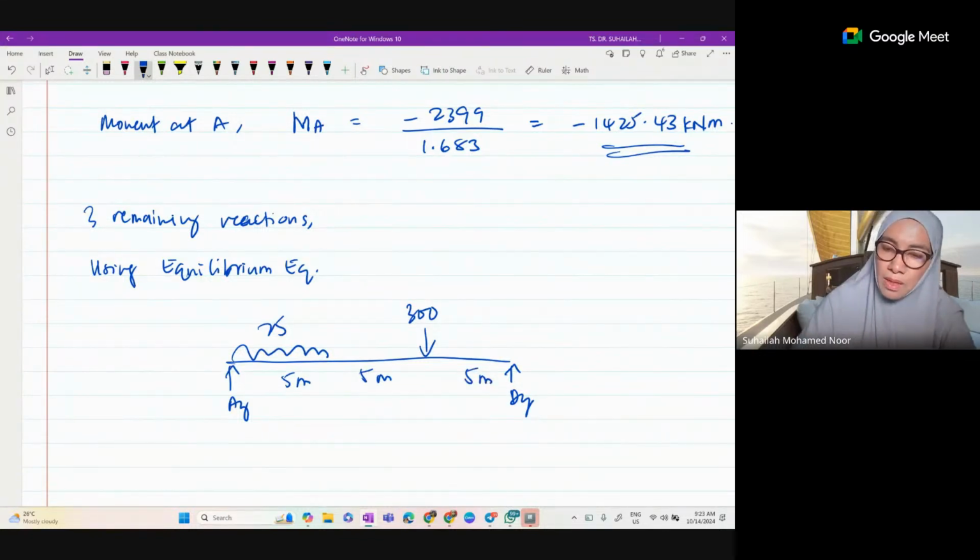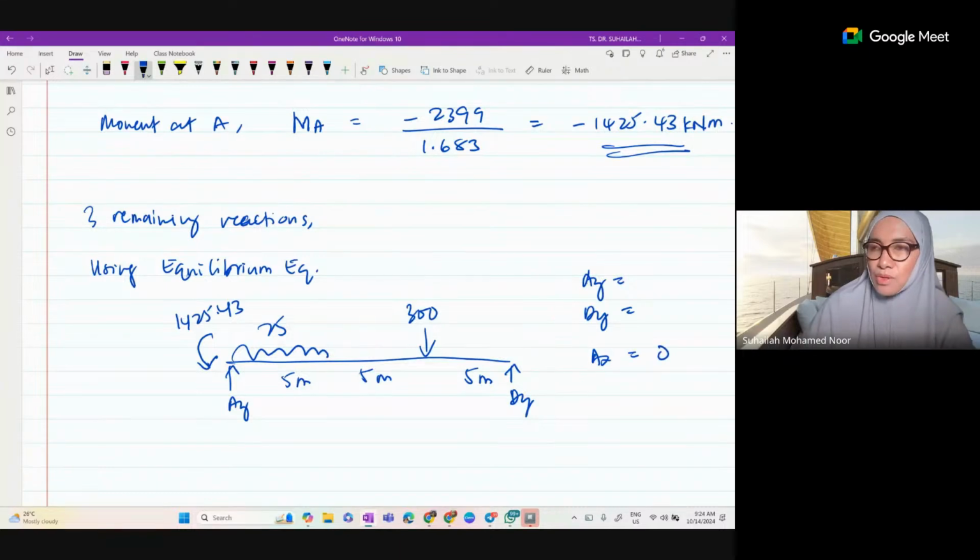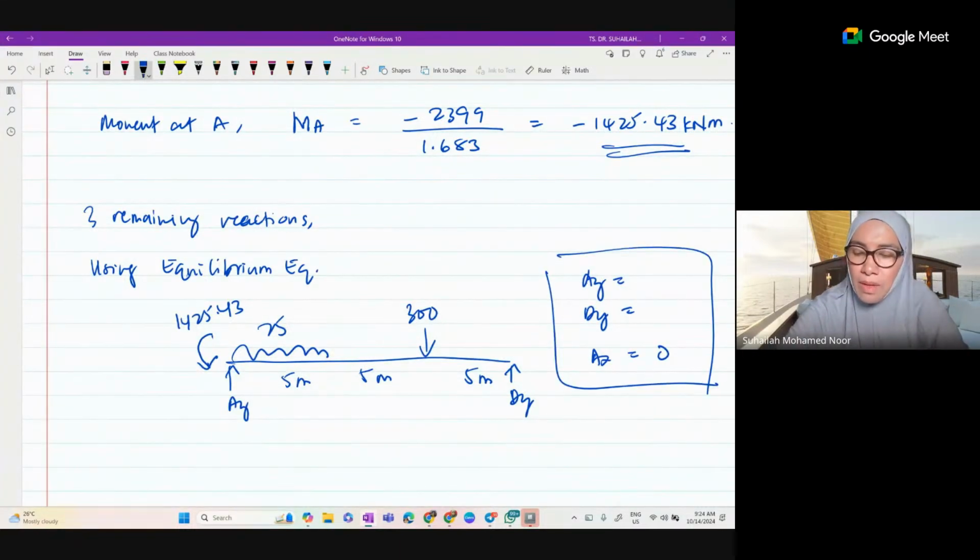And then we put the moment. So moment here is negative 1425.43. So now we can calculate AY and DY, sebab AX 0, right? AY and DY using equilibrium equation. So you akan dapatlah AY, DY dengan AX kosong. So then only complete. Okay, dah dapat all four unknown reaction.